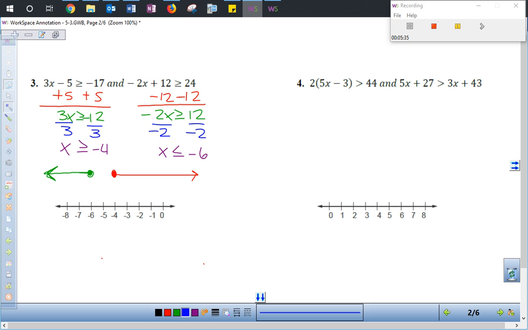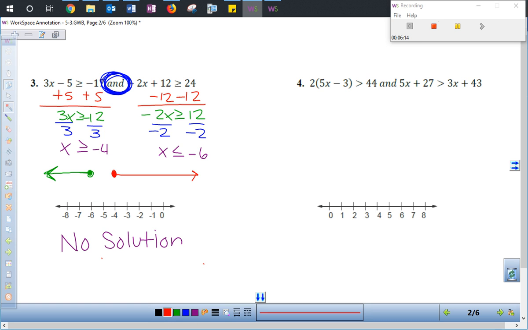Now, to get our final graph, we need to look at the word that we have in between. The word that we have in between is "and." So, "and" means I want where the graphs intersect or overlap. And neither of these graphs overlap one another because it's less than negative 6 and greater than negative 4. Since they don't overlap, we can't have a final graph, which means that our final answer is no solution. We can't have a number that's smaller than negative 6 and bigger than negative 4 at the same time.